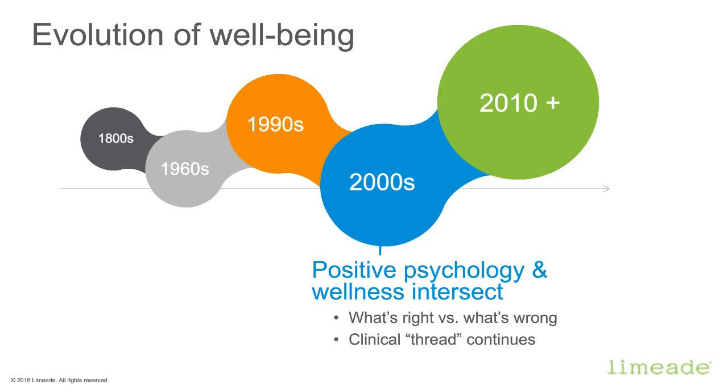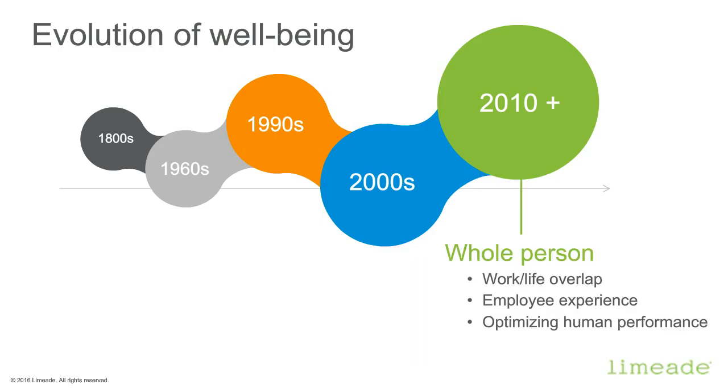So now in the 2010s and on, the focus is a lot more on the concept of a whole person. So thinking about not just what happens at work, but how what happens outside of work influences work and vice versa. So how work and life overlap, and really what the employee experience is like in general, and how do we really optimize human performance. So as we look back over time and think about how this concept of well-being has formed, there's a big intersection between wellness, coming from the perspective of reducing bad things from happening, and positive psychology.